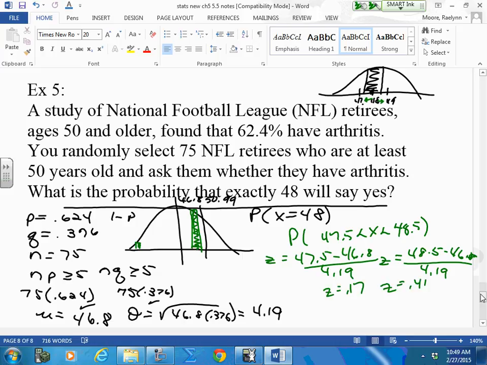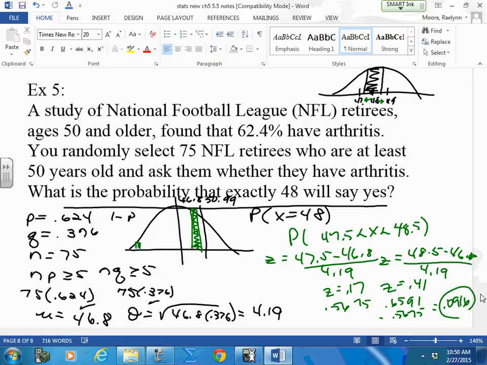So find your z-scores associated with this. And we can see that they fall between the 0 and the 1. Find your areas associated with this. And subtract your areas. And you find your probability.